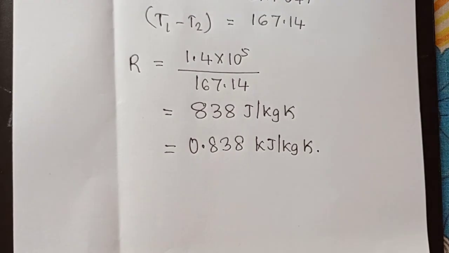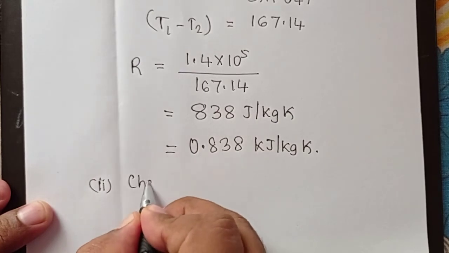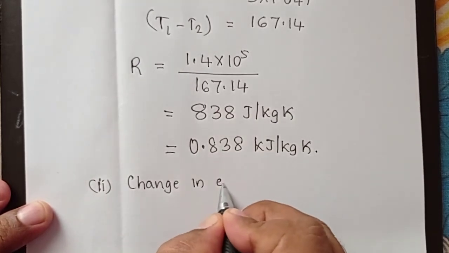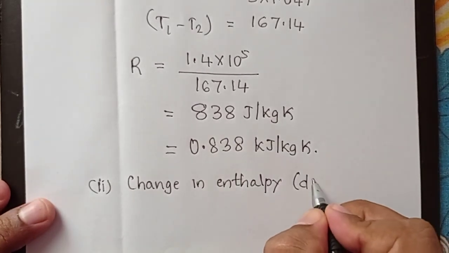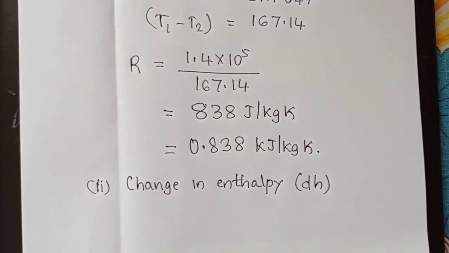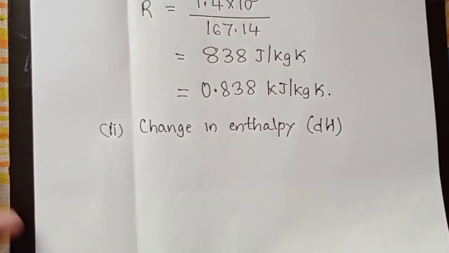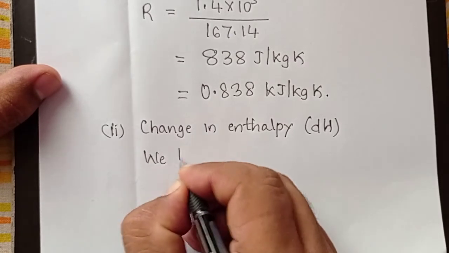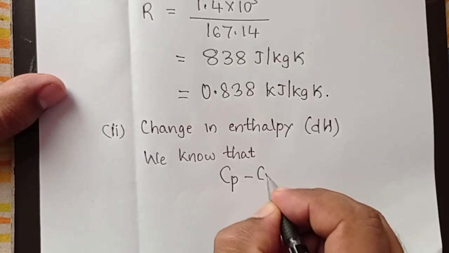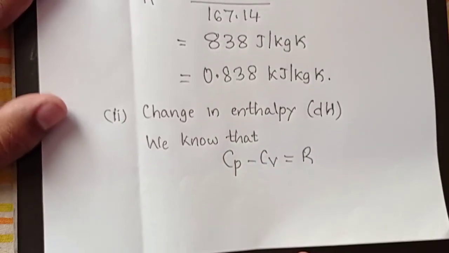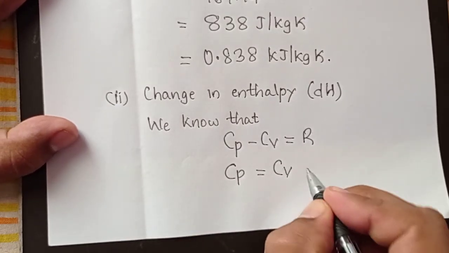Along with that, I can find out the change in enthalpy also. So second case, change in enthalpy, that is we need to find out the value of dH. So capital H. We know that Cp minus Cv is equal to R. That is, Cp will be equal to Cv plus R.